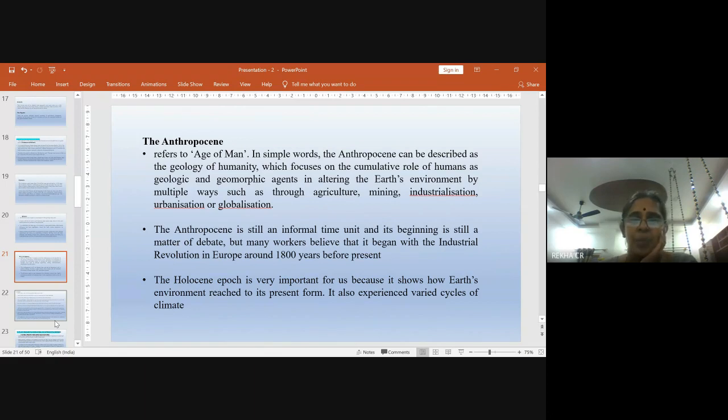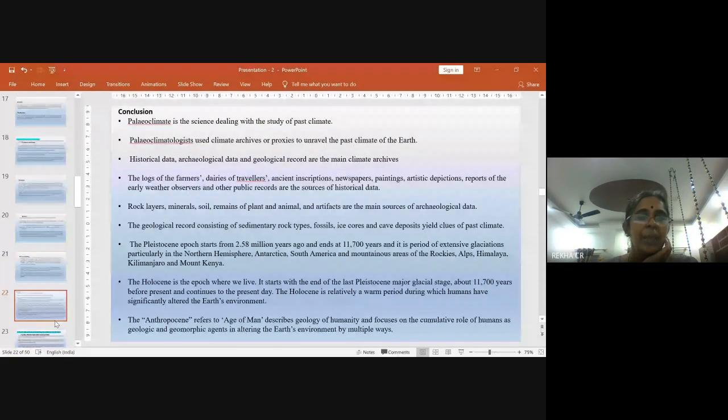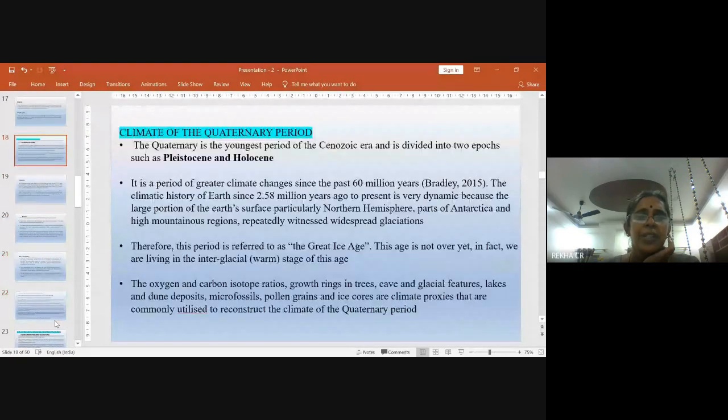The Anthropocene is still an informal time unit, and its beginning is still a matter of debate, but many workers believe that it began with the Industrial Revolution in Europe around 1800 years before the present era. So the Holocene epoch is very important for us because it shows how Earth's environment reached its present form. It experienced different cycles of climate. So this is about the first unit.